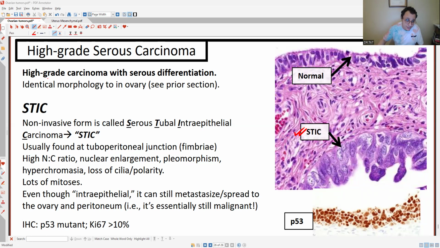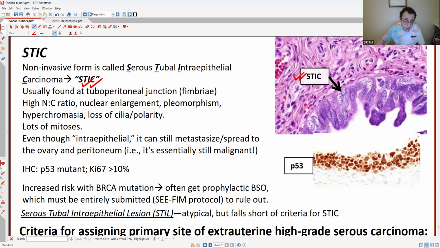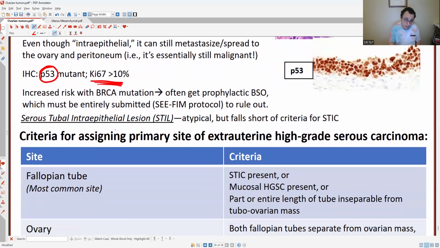So the high-grade serous carcinoma of the tube is a high-grade carcinoma with serous differentiation. It's called STIC. It's usually found in the tubes, and it makes its way to the ovary and to the endometrium on the other side. Since it's high-grade serous, please remember that it's P53 mutant and P16 positive, right? Ki67 is usually high, more than 10%, since it's a high-grade tumor.